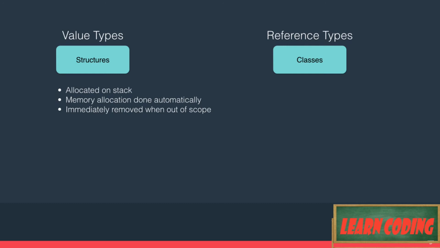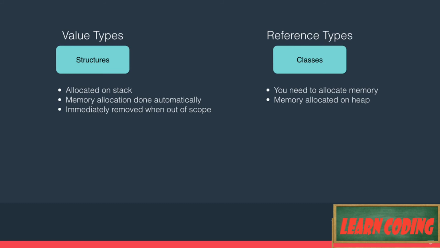With reference types, however, you, the programmer, need to allocate memory yourself. Remember the new operator? We use the new operator with classes. So when we use the new operator, we tell the runtime to allocate memory to this object. And this happens from a different area of the memory called heap. This memory, unlike stack, is more sustainable.